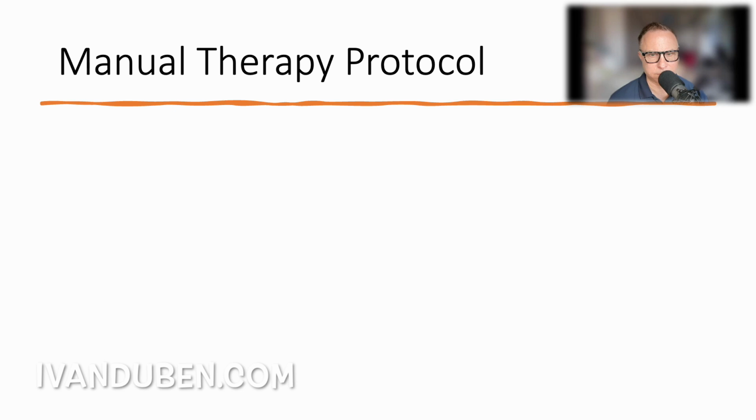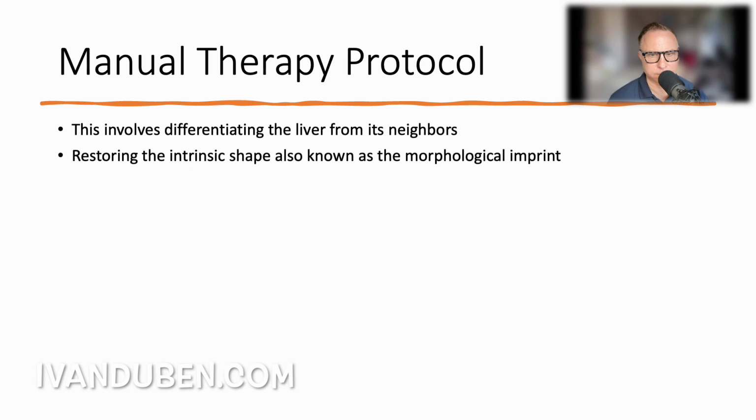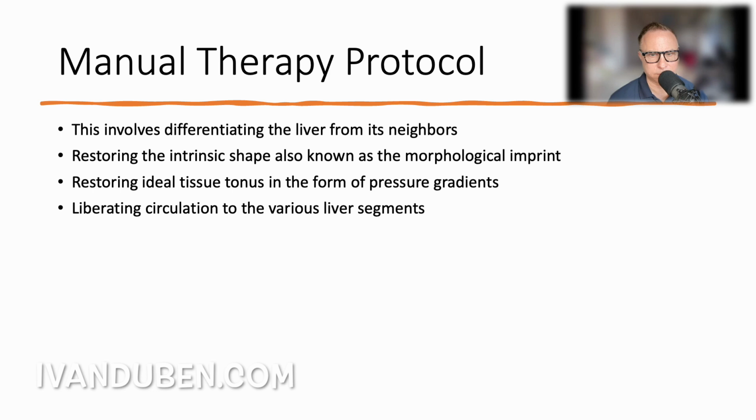Just a good general manual therapy protocol for the lymphovascular terrain. Well, in particular liver, it involves differentiating the liver from its neighbors, restoring the intrinsic shape, also known as the morphological imprint of the liver. Restore ideal tissue tone in the form of pressure gradients within the liver and surrounding the liver. Liberating circulation to the various liver segments.